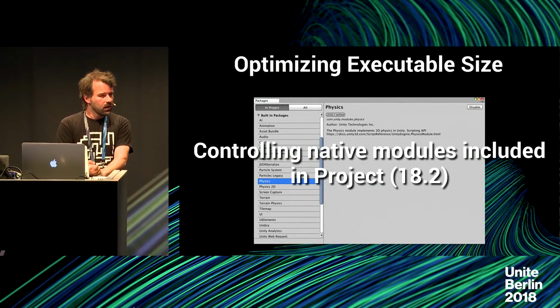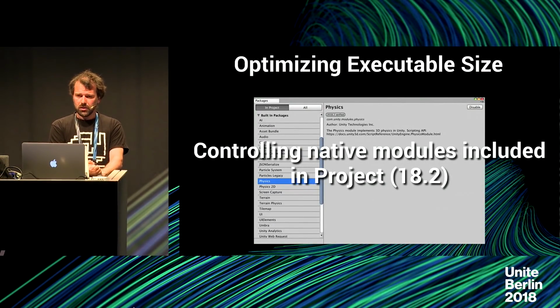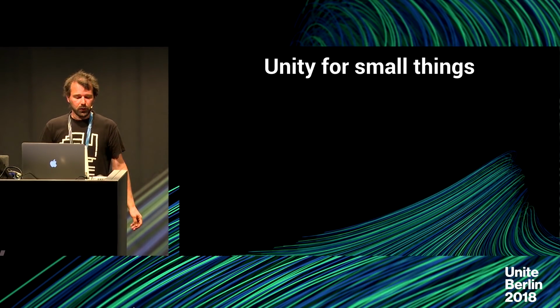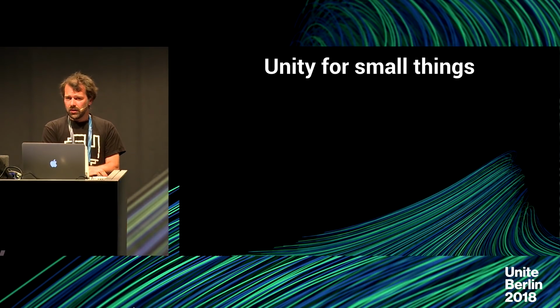So here I'm also pretty much at the end of things I have about optimizing the build size in Unity. But there's one more thing I want to mention. That's Unity for small things. So as I mentioned, there's cases where you need really small builds and where it becomes pretty challenging to get to those sizes using Unity, in part due to the large size of the engine. The Google Play Store instant apps was one example.